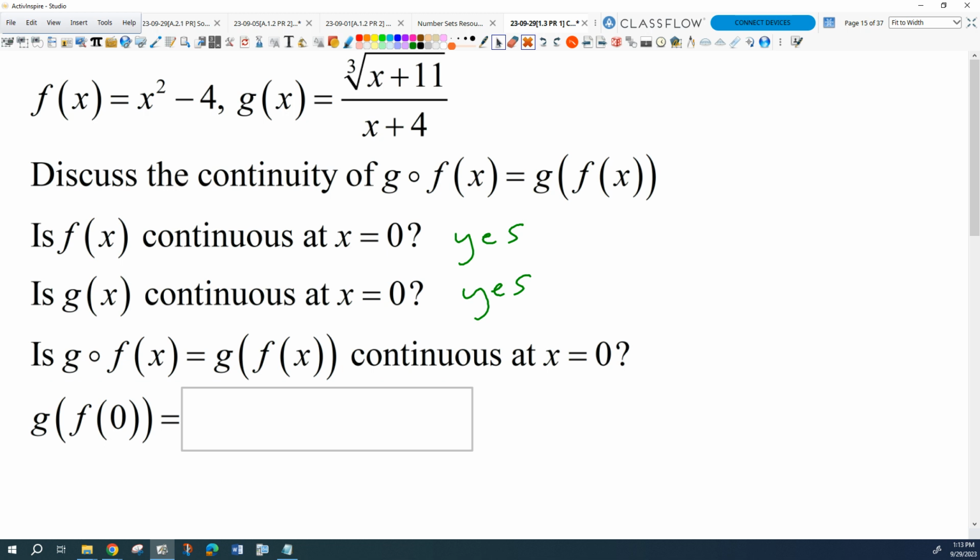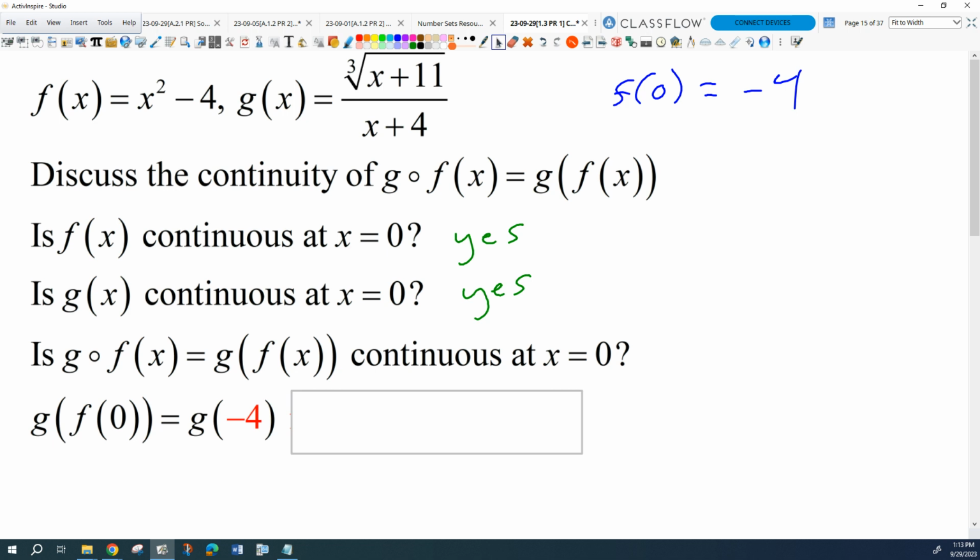What is f of 0? Let's calculate that. Okay. F of 0 equals -4. So g of f of 0 becomes g of -4, right? Okay, well, is g continuous at -4? No, clearly not, because the function is not defined there. So it can't be, right? I'm going to have to pick my pen off the board.